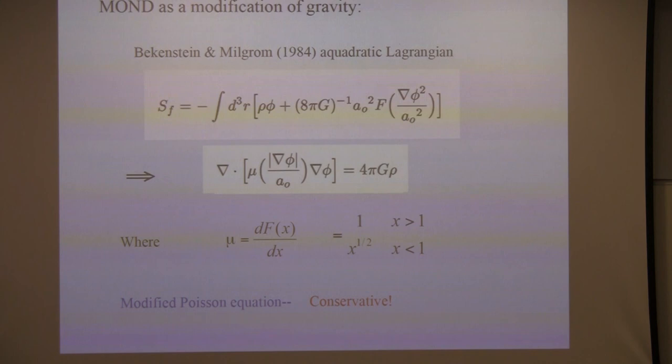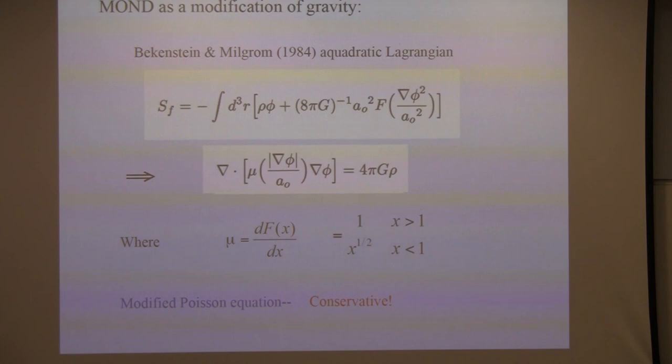When you go through the usual exercise to derive a field equation, you get this AQUAL field equation, which is quite famous, but it's quite nonlinear, as you can see. Particularly since this function, mu, the MOND interpolating function, is actually the derivative of this function that appears in the Lagrangian f. It's equal to 1 when x is greater than 1, and x to the 1/2 when x is less than 1. So it has to have this asymptotic characteristic of the MOND field, of the little MOND equation I wrote down to start with.